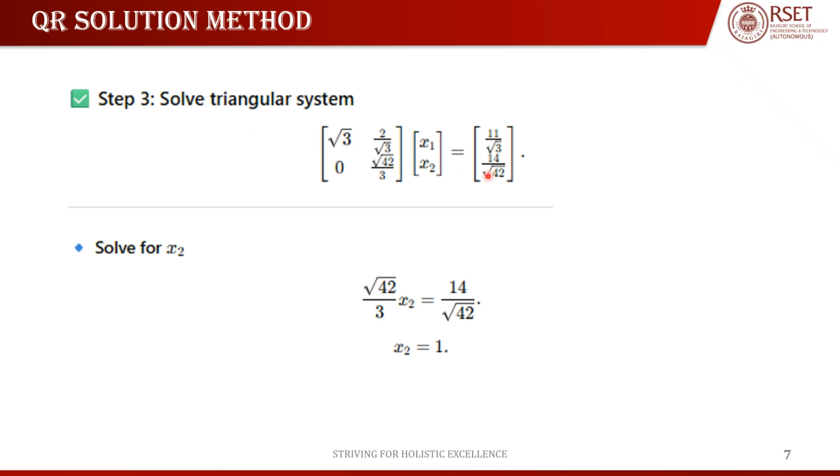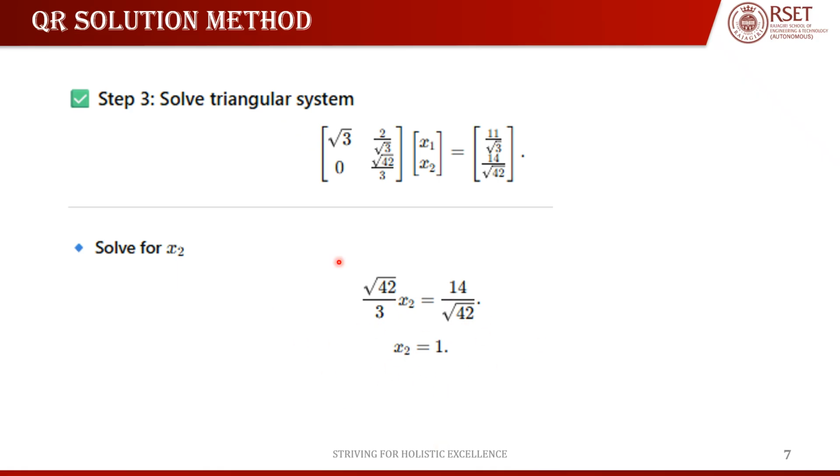On equating Rx is equal to Q transpose B, you can see this matrix is an upper triangular matrix. So it will be easy for you to compare from the lowest row. So choose the second row. 0 into x1 is 0, so this will basically be root 42 by 3 into x2 is equal to 14 by root 42. From here you will have x2 is equal to 14 into 3 by 42, and both will be cancelled, and your x2 will be equal to 1.